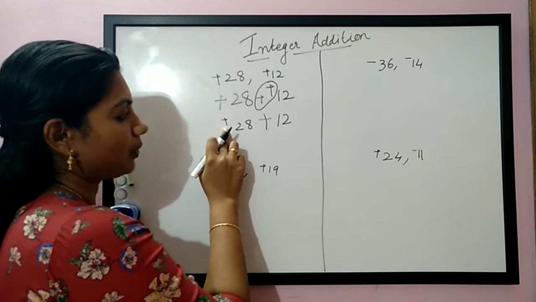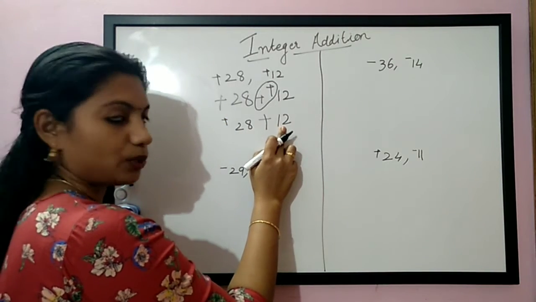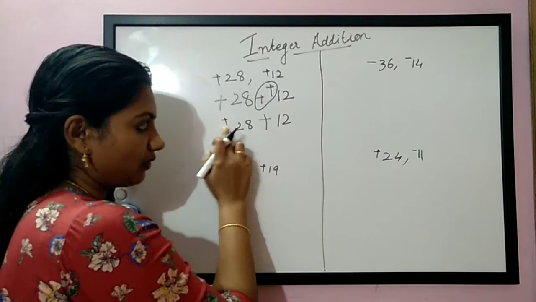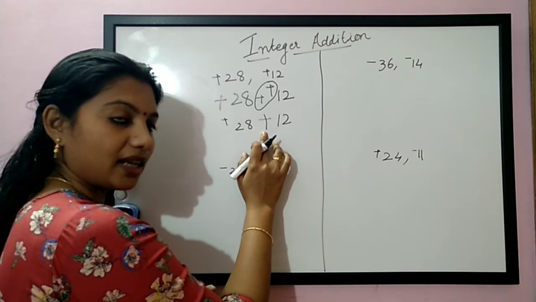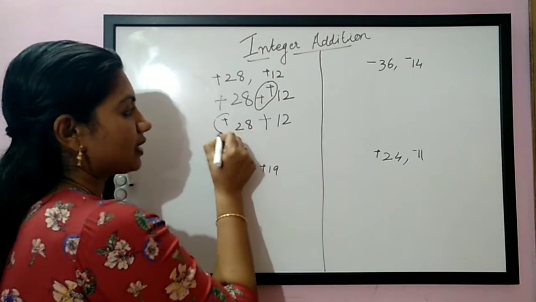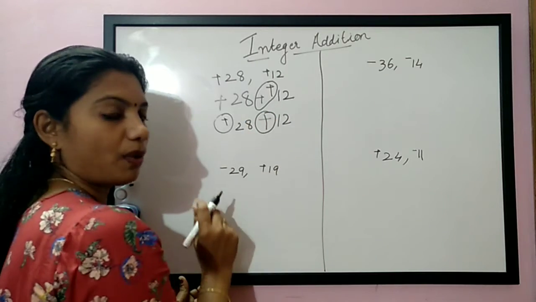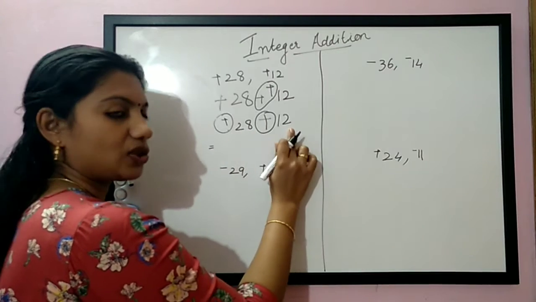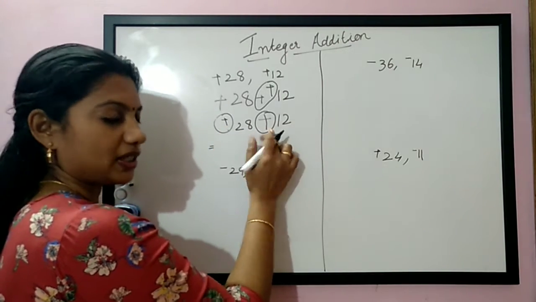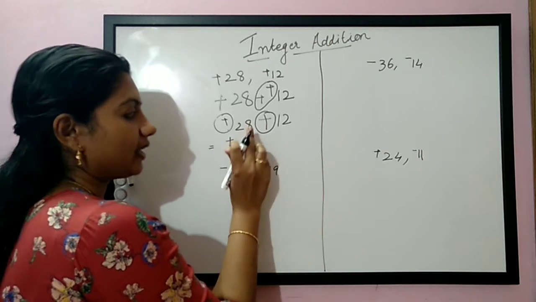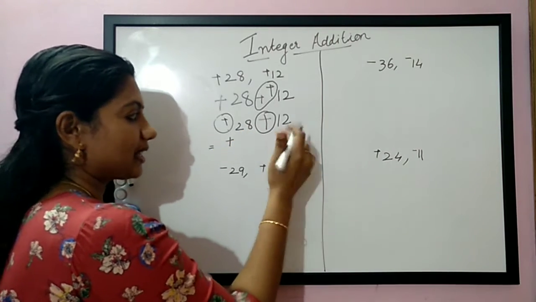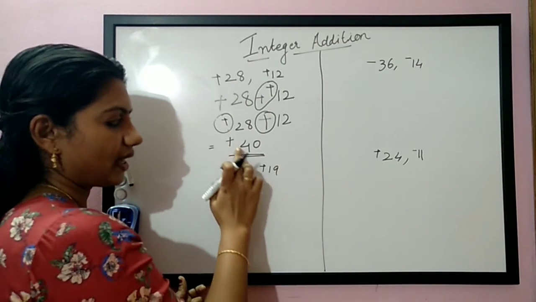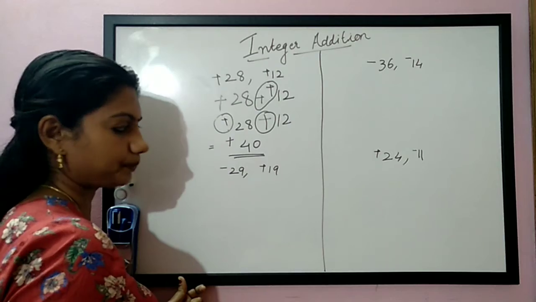Now we will be looking at the symbols of these two numbers. Just before 28 the sign is positive. Before 12 the sign is again positive. Positive and positive, I have to add these two numbers and put the positive sign. Add 28 plus 12, which is 40. So when I add these two numbers, I get positive 40.